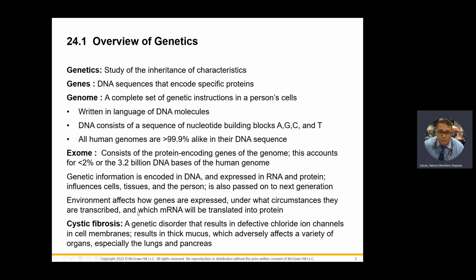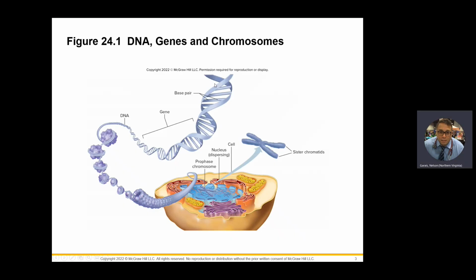This is also the one chapter where you will be responsible for pathologies. So cystic fibrosis, I want you to know that it is, of course, a genetic disorder, and it has defective chloride ion channels, which results in thick mucus, and it gums up the pancreas and the lungs for these patients.